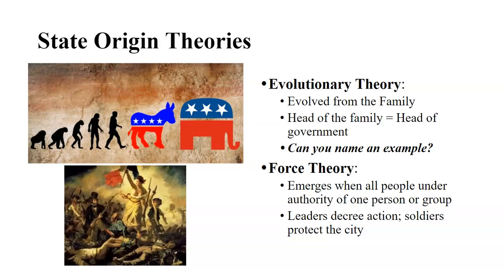Okay, this evolutionary theory isn't necessarily really around too much anymore in many places. Second one is force theory. It's when people are put under the authority of one person or group, and the leaders use actions and the military or police to actually protect the city. In this case, it can be the entire state. Okay? So think in terms of how North Korea uses what we would call force theory. They use force to actually maintain their authority.